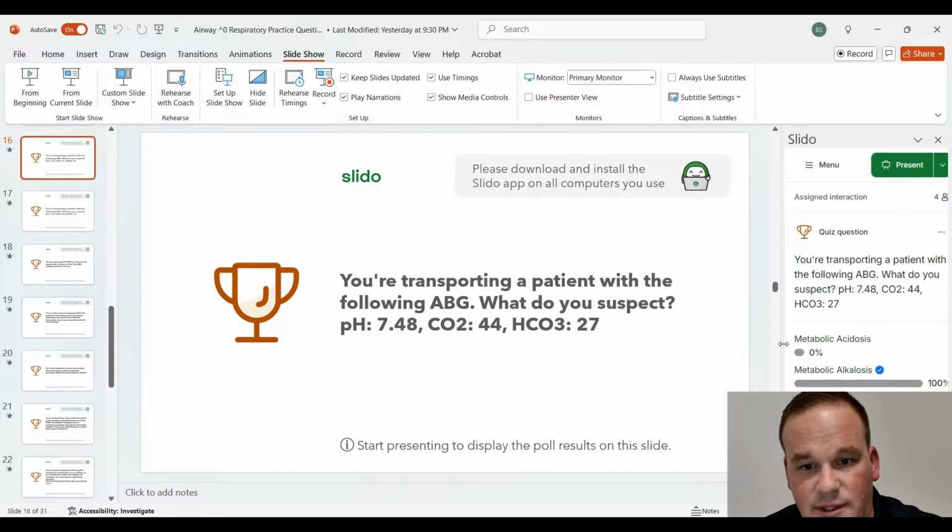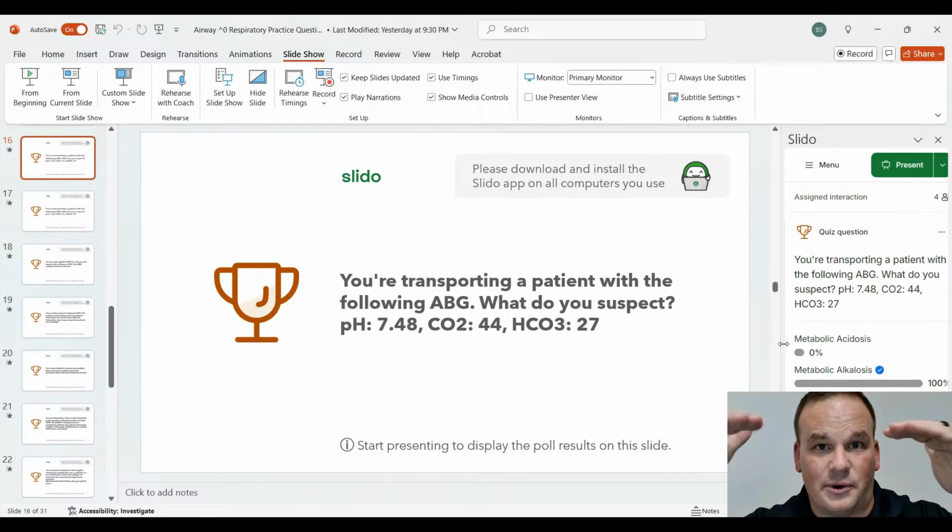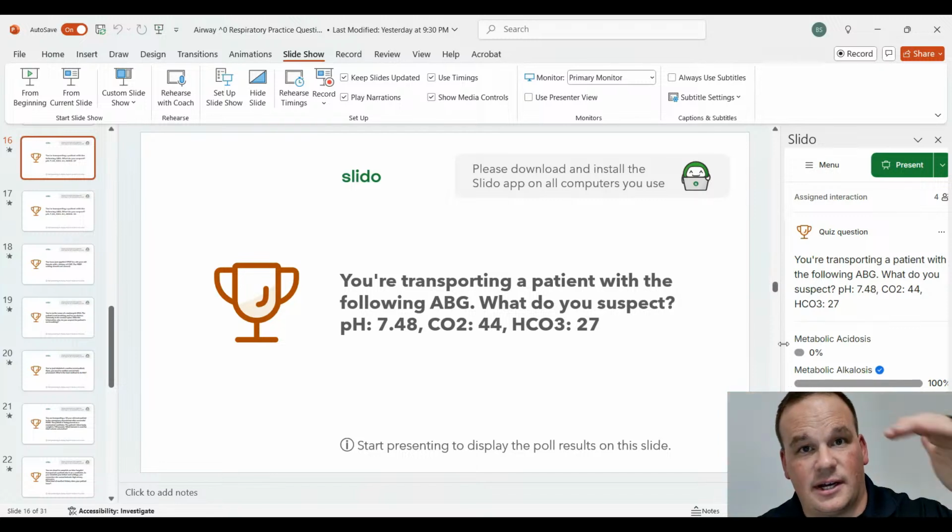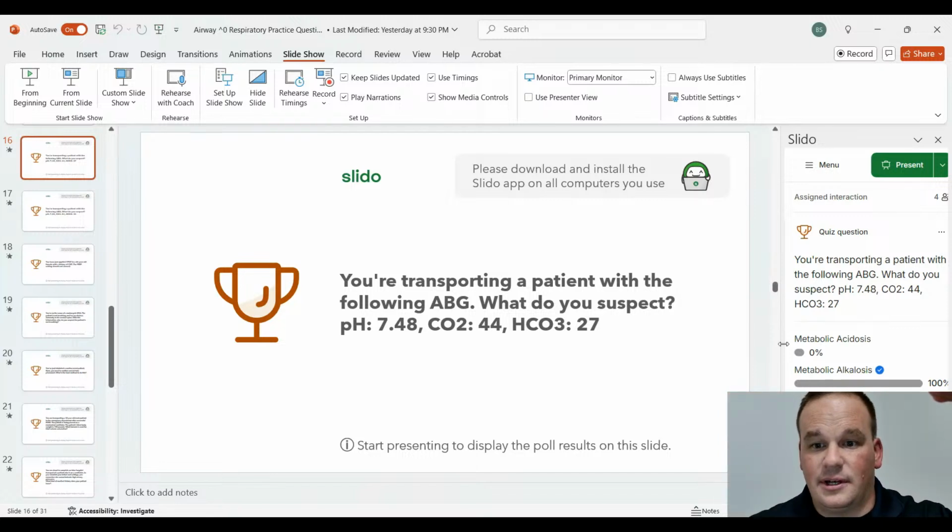HCO3 is 27. Is that low, normal, or high? My normal range is 22 to 26, so it is a little bit elevated. Okay, so that is high. My pH is high, and my metabolic component is high. The high pH is an alkalosis, and I have a metabolic component here that is also elevated. So it must be a metabolic alkalosis.